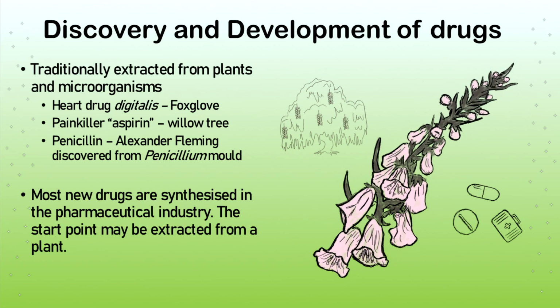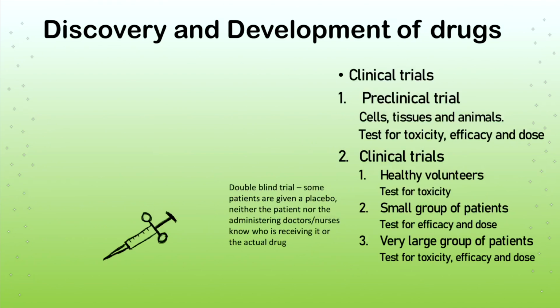We then extracted them, purified them, produced them in higher quantities, and we use them in humans now. Phenomenal, really. But most new drugs now are synthesized in the pharmaceutical industry, so they're made in a lab. However, the start point for that synthesis may come from a plant.